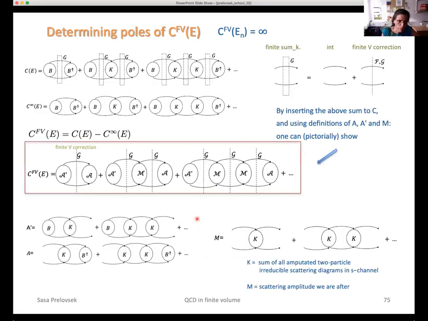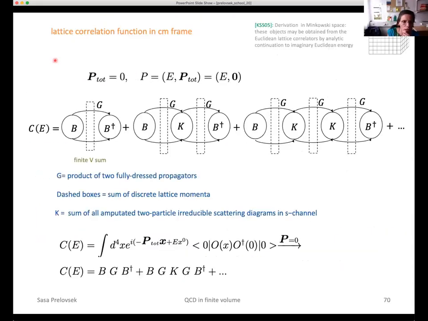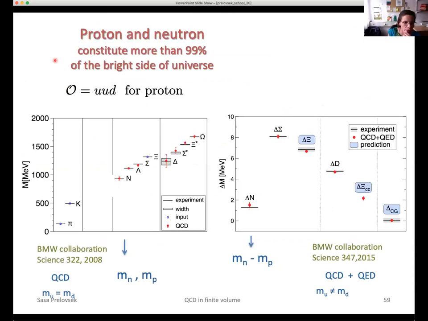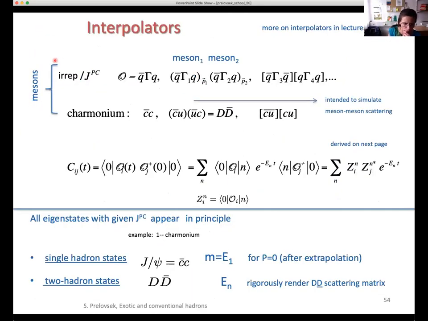More questions on this B? I understand now better, sorry. I should have explained a little bit more. So this B creates two hadrons, which then propagate in finite volume. And the way you create them is typically by using operators, and you create two hadrons via these kinds of operators and they propagate, right?